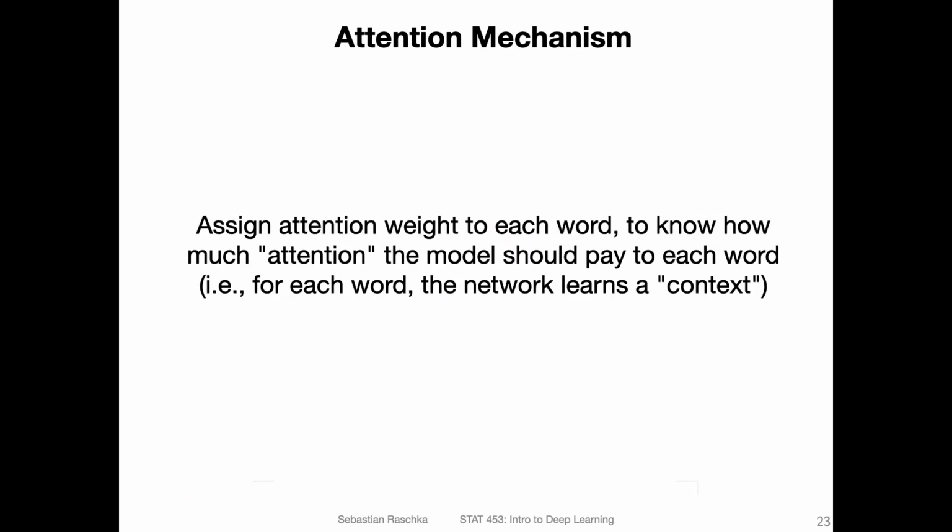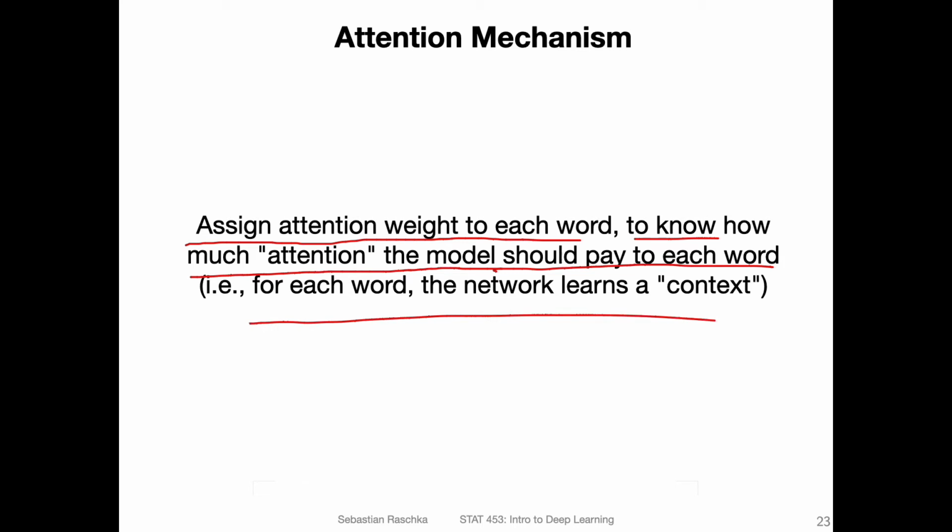So as I mentioned before, for each word there will be a certain context provided, so the network will be allowed to look at the input sentence and see which words are important for translating a given word. So summarized, it would be assigning an attention weight to each word so that we know how much attention the model should pay to each word. So for each word, the network learns a certain context. So what is, for this particular word, the context of words that is relevant for translating this?